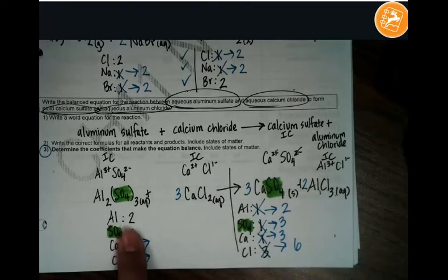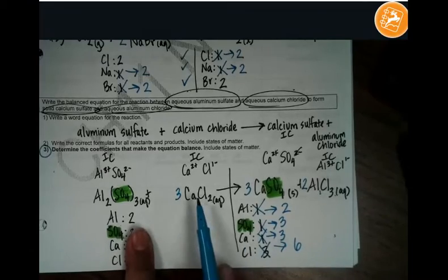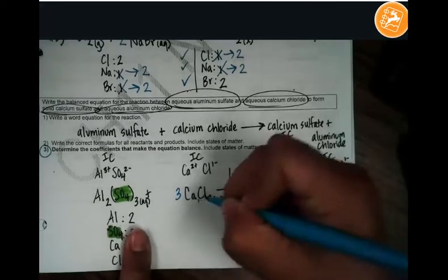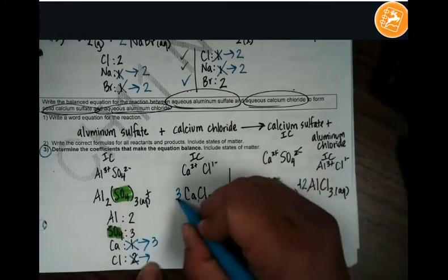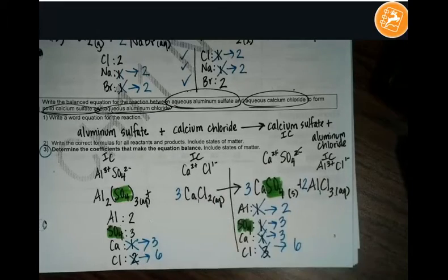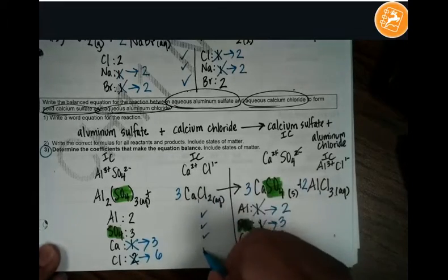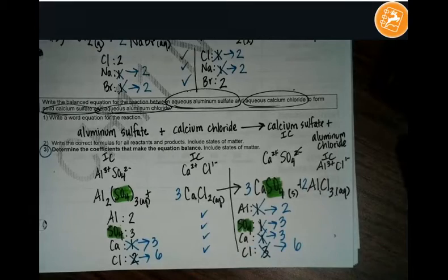So now remember, I don't look here, I look up here. 3 times the 1 here understood is 3. Cl, 3 times 2 is 6. Now everything's balanced, and that would be my final answer. Once again, this is the type of work that I expect to see on your homework.